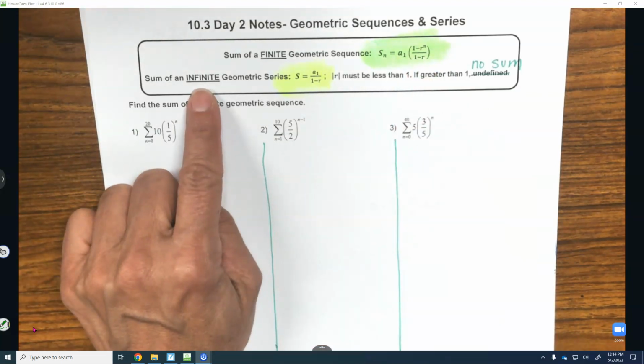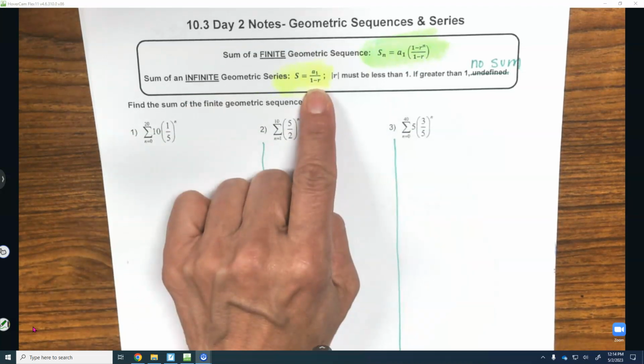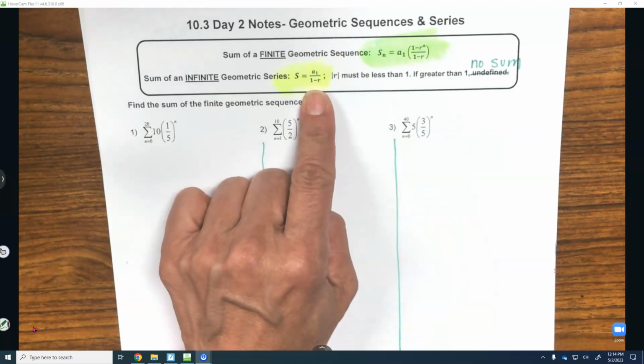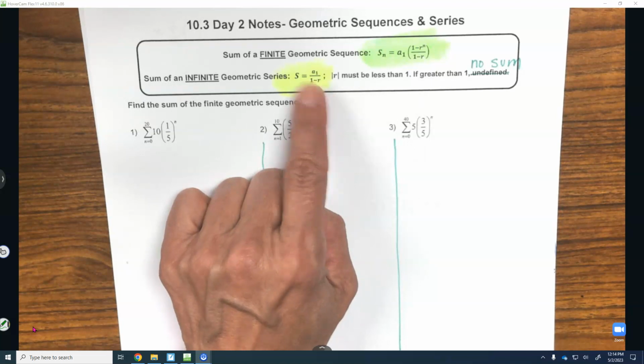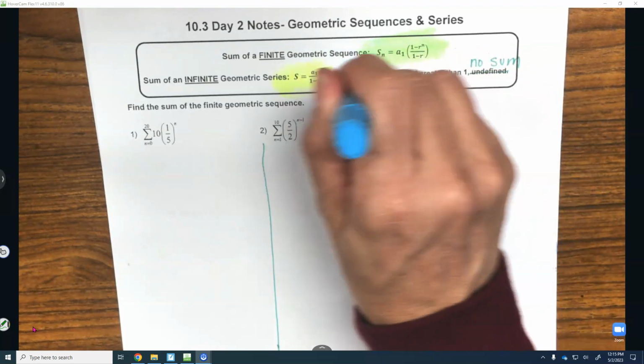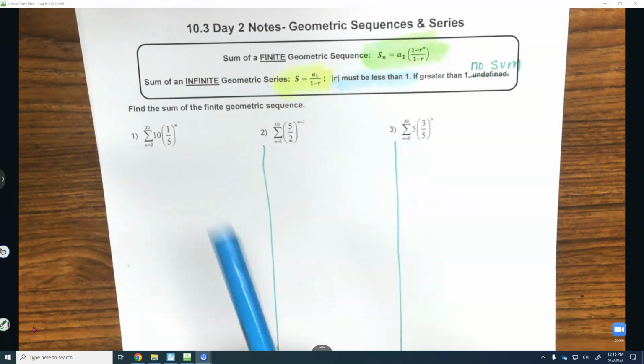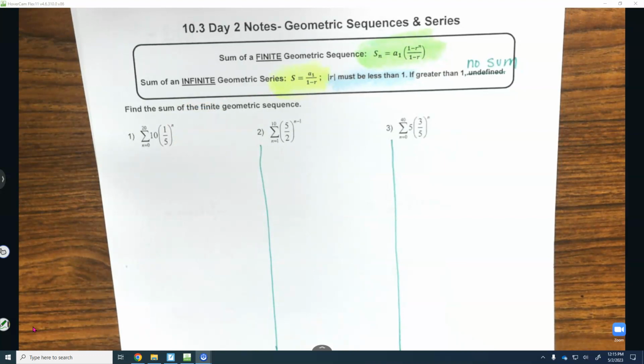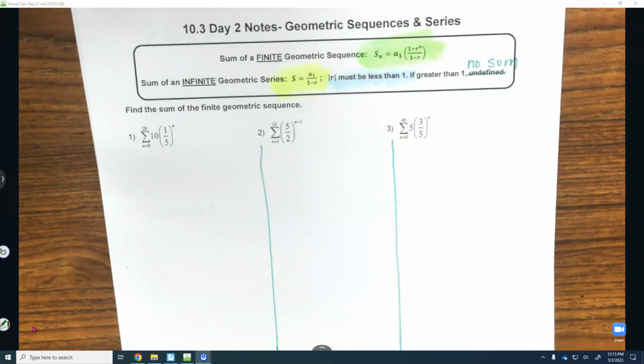If you notice for your infinite, it almost kind of looks similar. The a sub 1 is now a numerator, and it's still 1 minus r at the bottom. However, what you need to remember for infinite sums only, just for infinite sums, my common ratio has to be less than 1. It has to be a fraction. Not an improper fraction, but it has to be a fraction. It has to be less than 1. So here's how this is going to work.